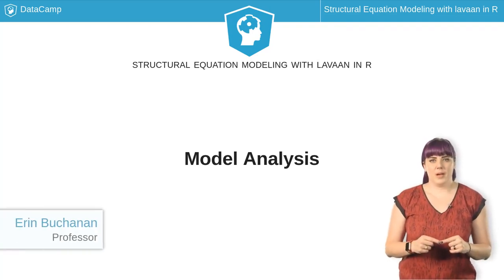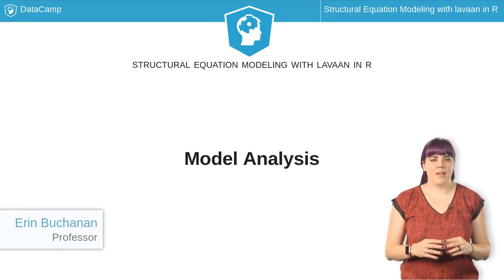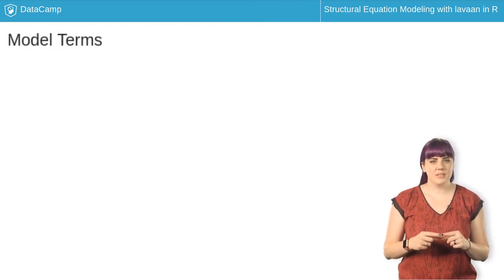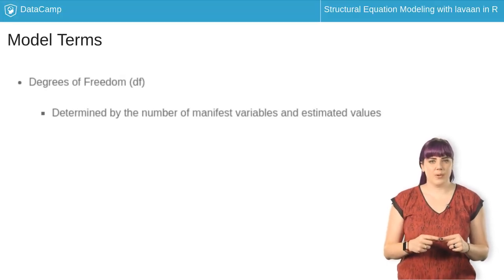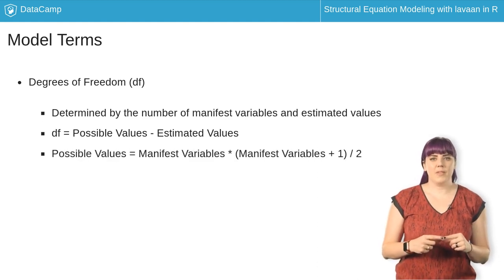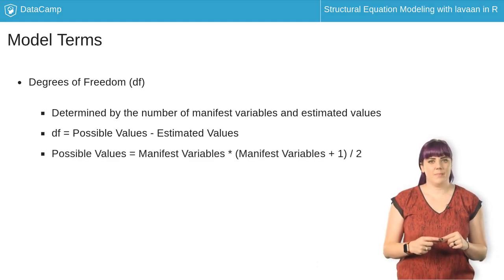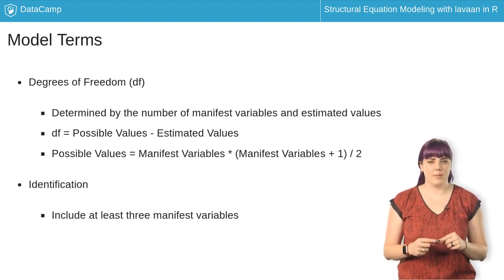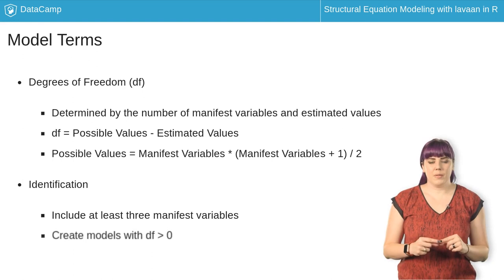Now that we've built our first models, let's work on analyzing our one-factor model. An important consideration in SIM is the identification of the model, which is related to degrees of freedom. Degrees of freedom are calculated by taking the number of possible values you could estimate and subtracting the values you actually estimate. The possible values are set by the number of manifest variables, not the sample size. Therefore, identification occurs when you have enough manifest variables to adequately measure the latent variable, and your model has degrees of freedom greater than 0.